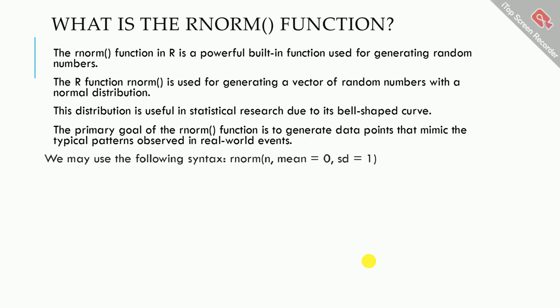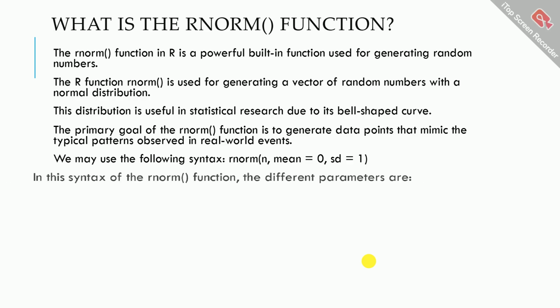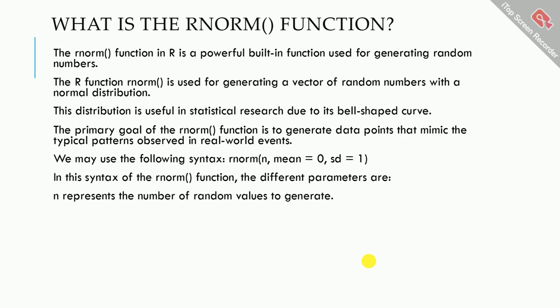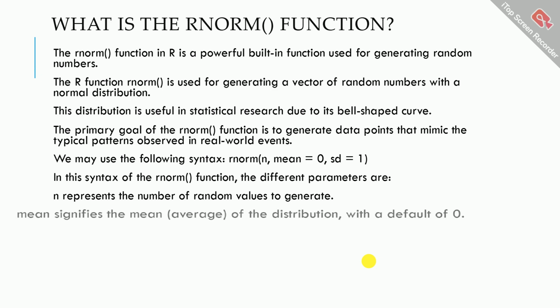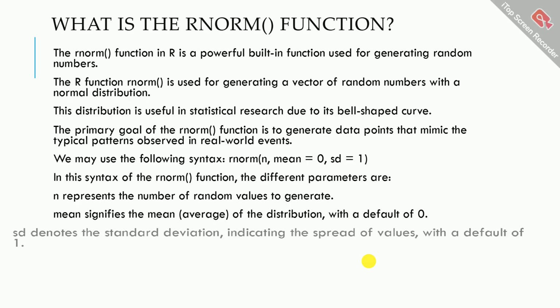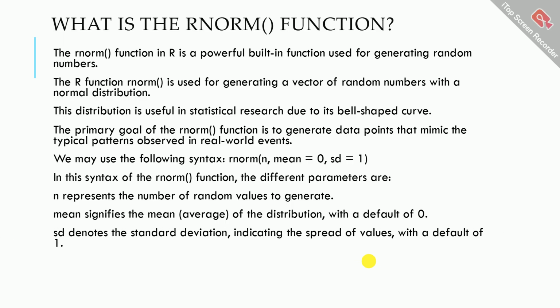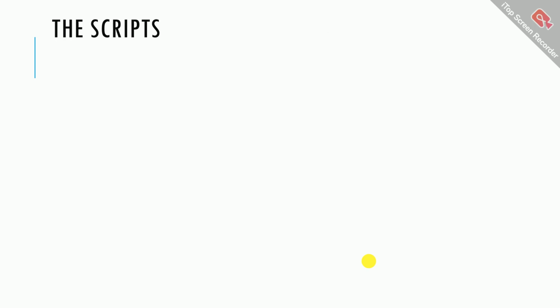the real-world events. We may use the following syntax: rnorm within parentheses n for sample size and mean equals 0 and standard deviation equal to 1. These are the default numbers for mean and standard deviation. In this syntax of the rnorm function, the different parameters are as follows. n represents the number of random values to generate. mean signifies the mean or average of the distribution with a default value of 0. Similarly, sd denotes the standard deviation, indicating the spread of values with a default value of 1.